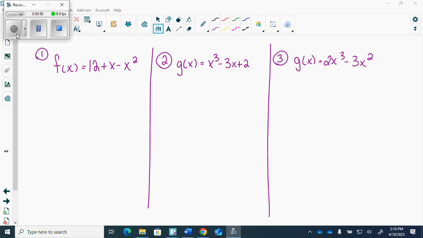12. Because I used the maximum. So we are getting a maximum. Everyone agrees we're getting a maximum at 0.5 and 12.25. Guys?